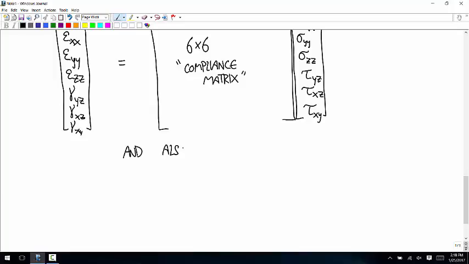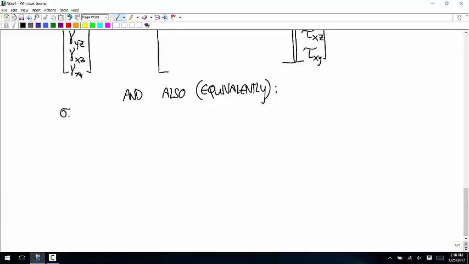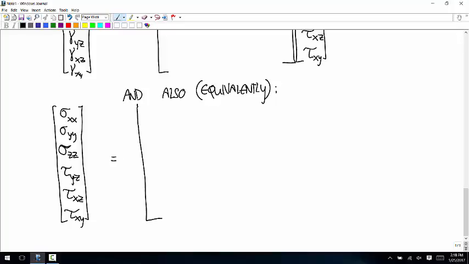And also, equivalently, the Voigt stress, so sigma xx, sigma yy, sigma zz, tau yz, tau xz, tau xy, is equal to a 6x6 matrix called the stiffness matrix, times the Voigt strain.